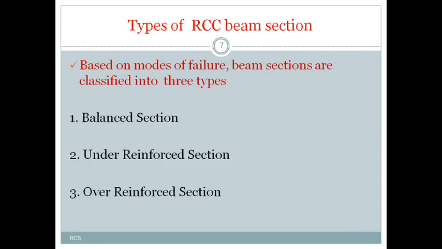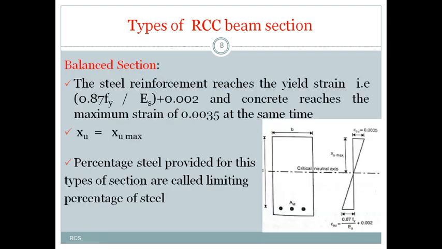Right. Next, types of RCC beam sections. These beam sections are classified based on their failure modes. Those are balanced section, under reinforced section, and over reinforced section. Let us discuss one by one what the balanced section is, what the under reinforced section is, and finally what the over reinforced section is.